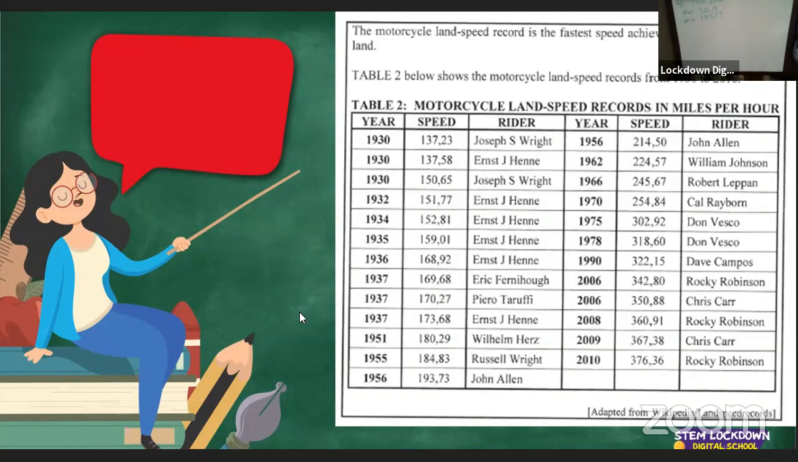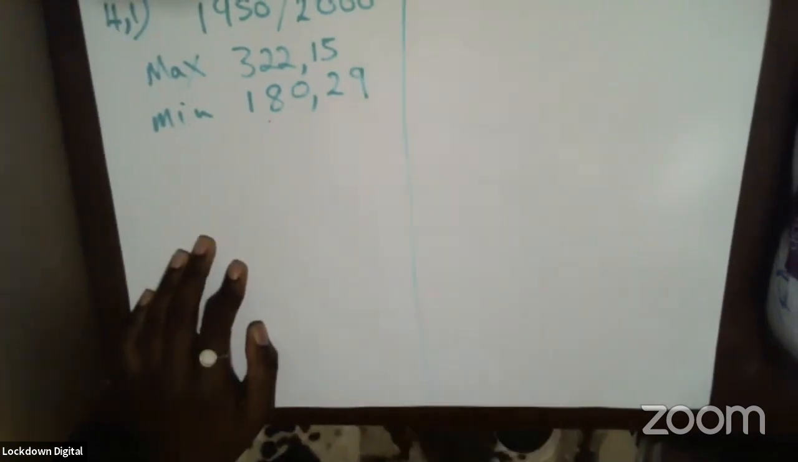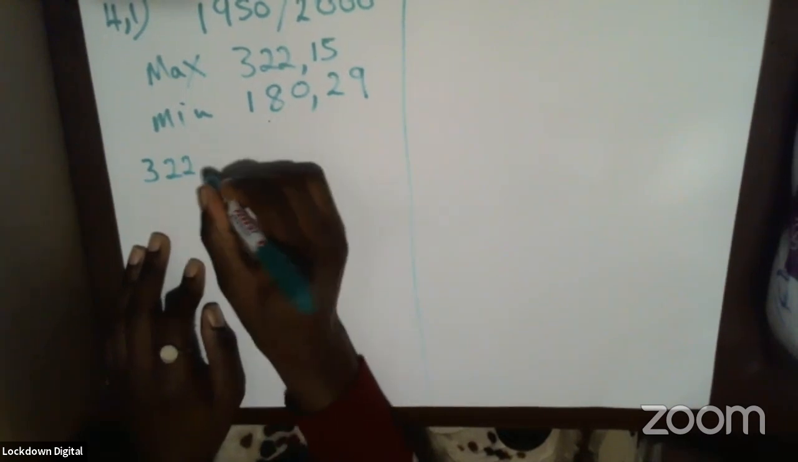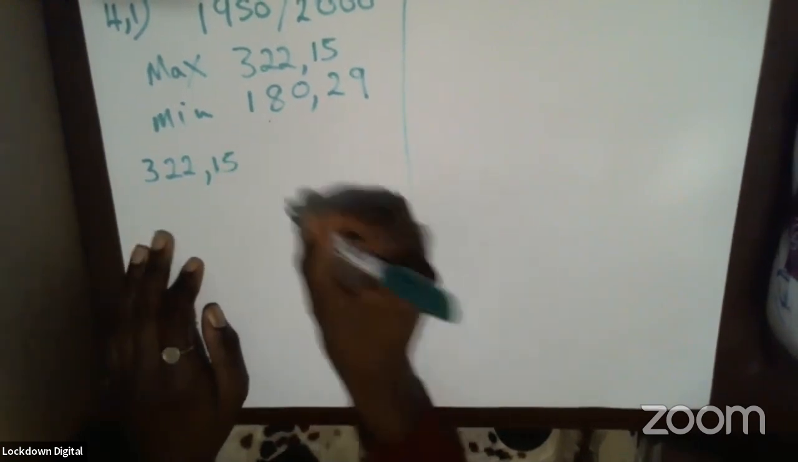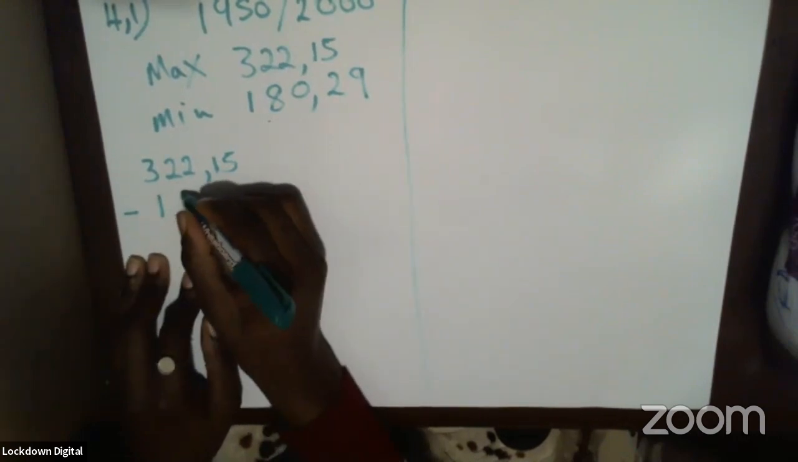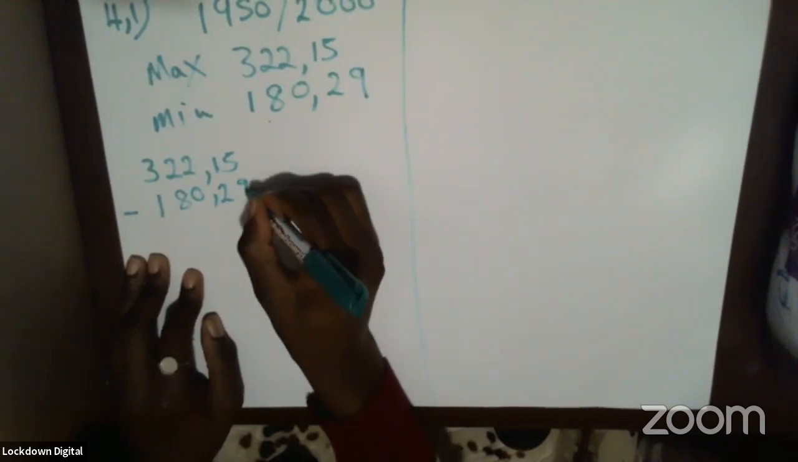So the question is asking us to find the difference between the maximum attained and the minimum attained. Okay, so again, guys, it's just a matter of subtraction. So we have 322.5 subtract 180.29.